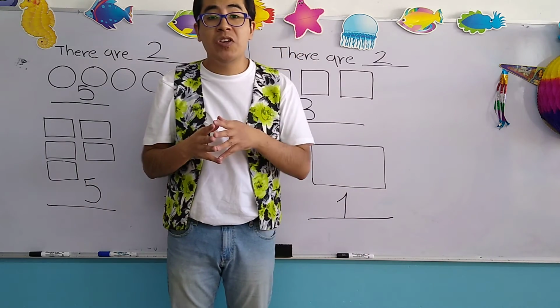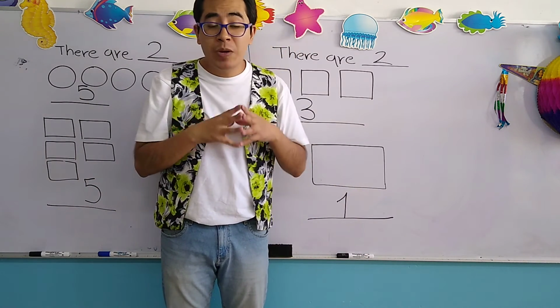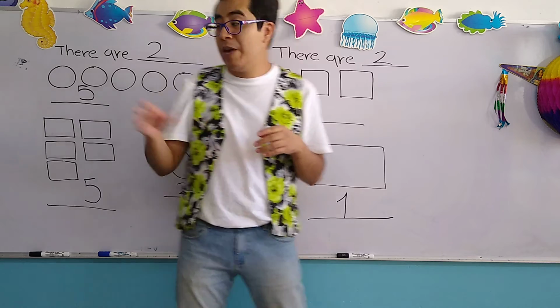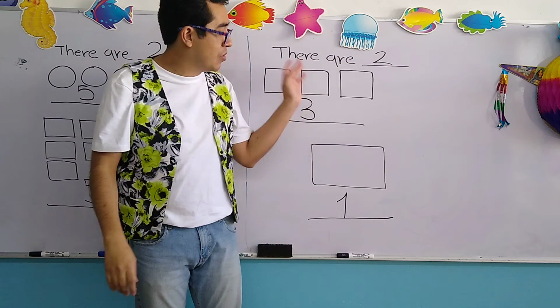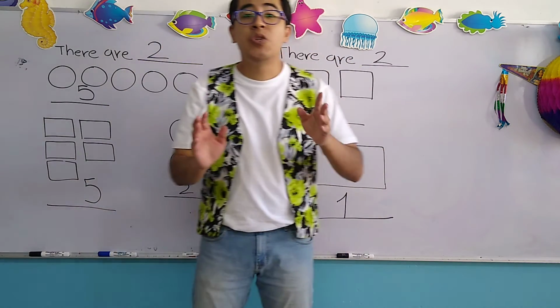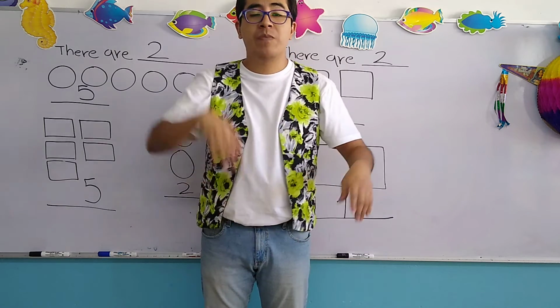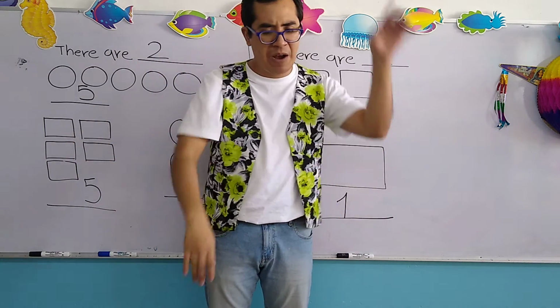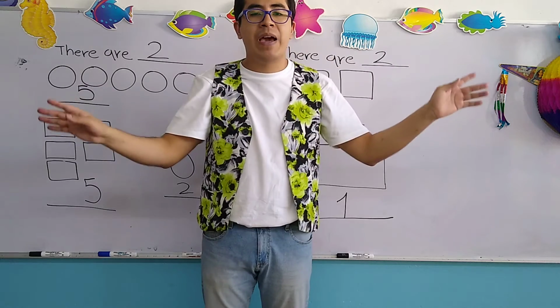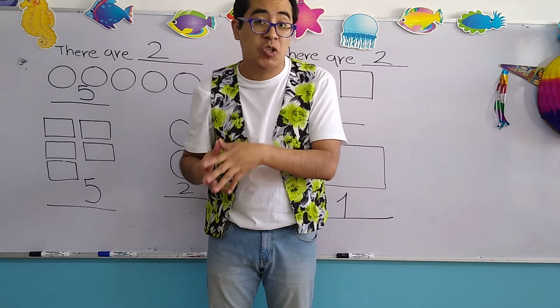Now, once you have finished with these 2 activities, you can paint them. Okay, you can paint the circles, the rectangles, the squares, and the rectangle using your favorite colors. If you want to use purple, pink, brown, red, green, doesn't matter. Okay, the colors are optional.